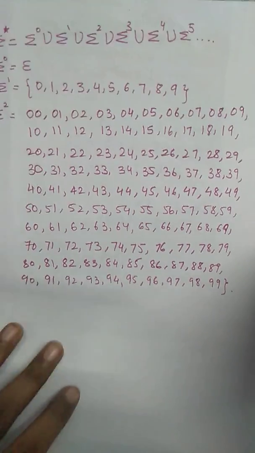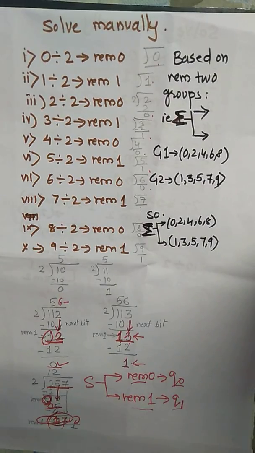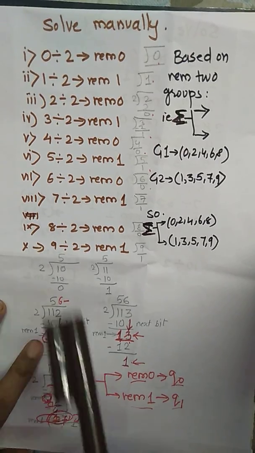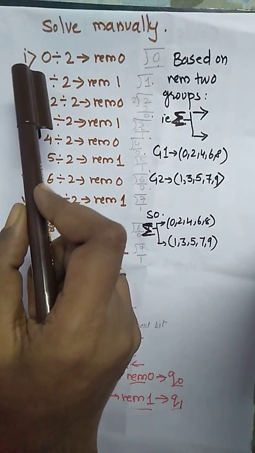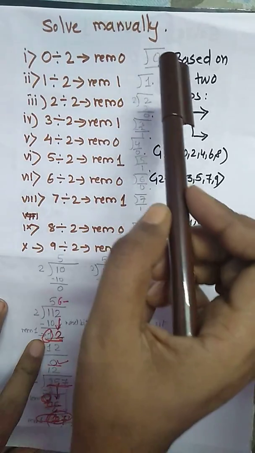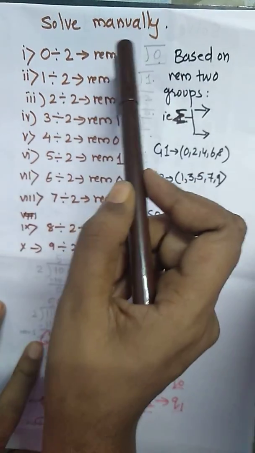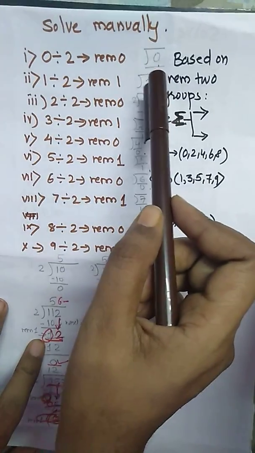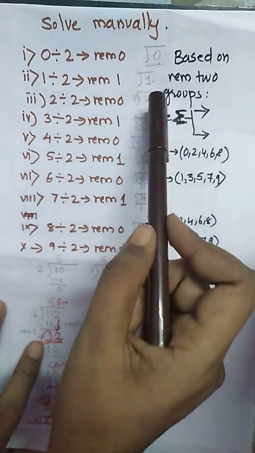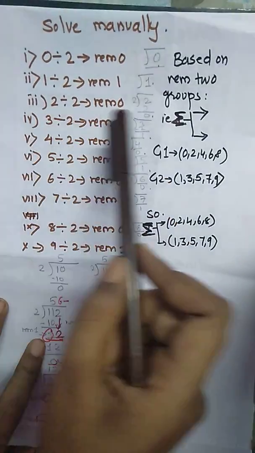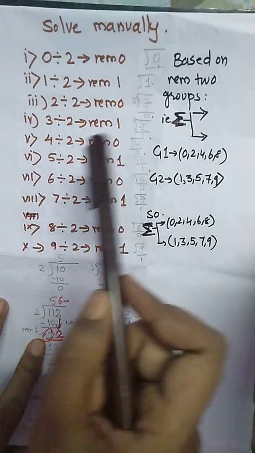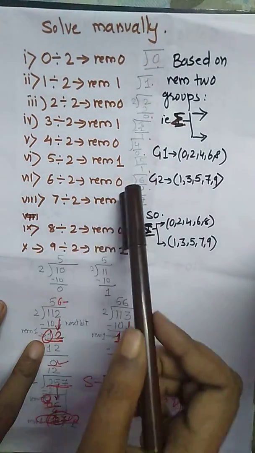For finding Q, we should start solving the question manually. So what is the question? We are going to start finding the numbers which are divisible by 2. Starting with 0, if you divide 0 by 2, the remainder will be 0. 1 divided by 2, remainder will be 1. 2 divided by 2, remainder will be 0. 3 with remainder 1, 4 with remainder 0, 5 with remainder 1, 6 with remainder 0.